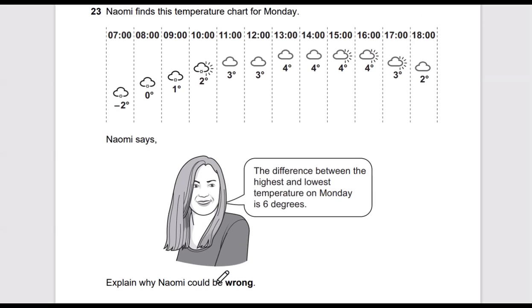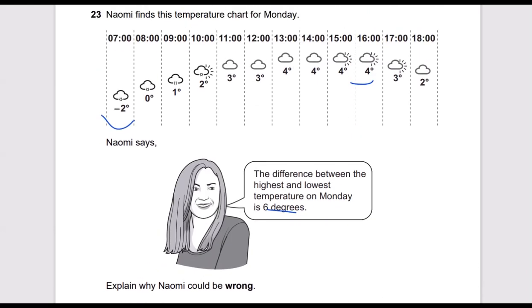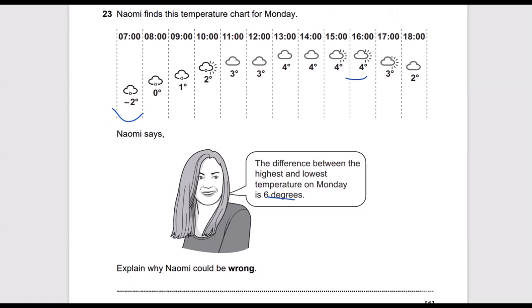So 6 degrees, this is the lowest and this is the greatest. It looks correct, 6 degrees. But why could she be wrong? So you tell me why. On Monday, Naomi's data is only up to 18. There's no data after 18 and before 7.